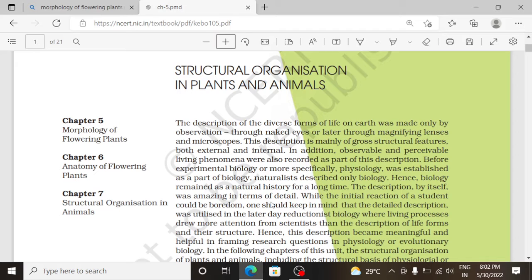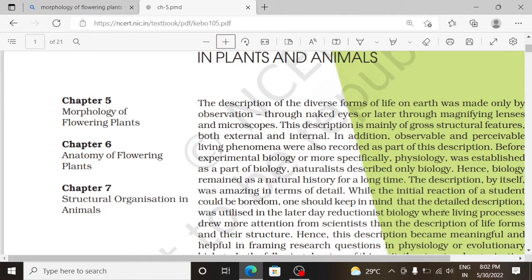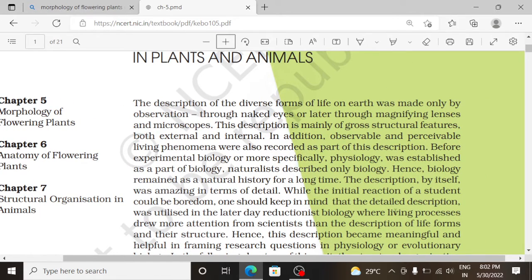So what are the chapters inside it? So chapter 5, morphology of flowering plants, chapter 6, anatomy of flowering plants, and chapter 7, structural organization in animals. So the description of diverse forms of life on earth was made only by observation through naked eyes, or later through magnifying lenses and microscopes.